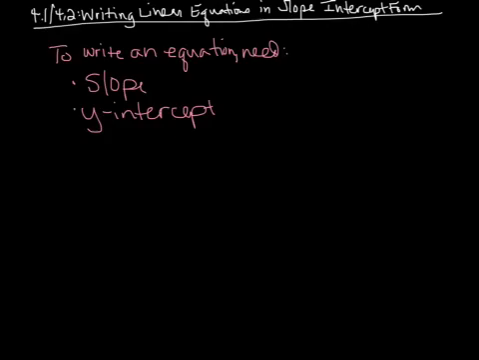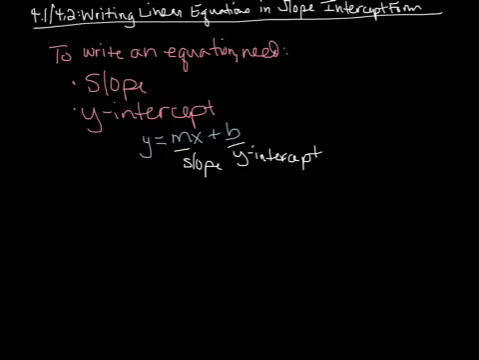Once you get those, you're going to use your general equation, y equals mx plus b, and remember the m represents the slope, and it's always going to be the value with the x. The b represents the y-intercept. It's going to be the constant value, which means the value that does not have a variable.